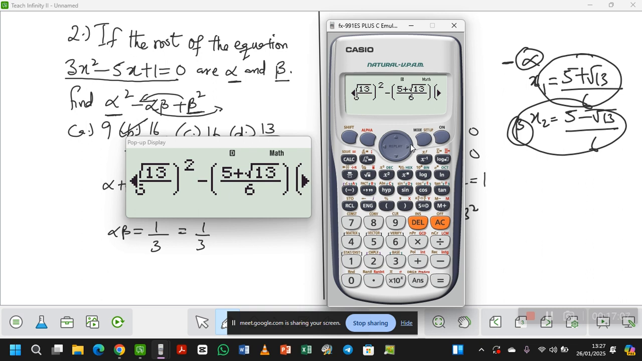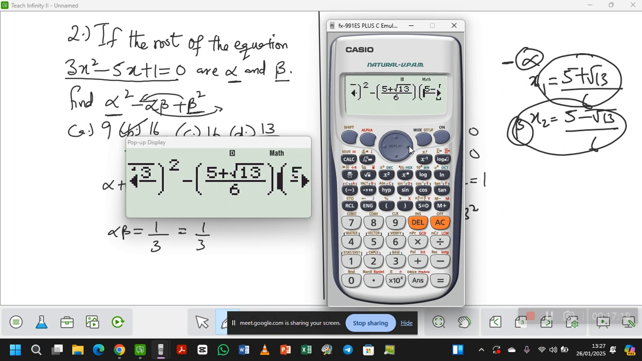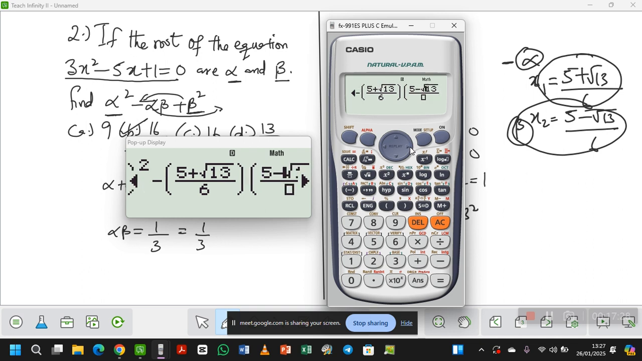Like the second one, we've done the alpha squared, right? Yes. Minus alpha beta. For that alpha beta, is there no multiplication sign? No, because bracket and bracket represent multiplication. I hope you know that. Yes, multiplication. Even if you don't write it, it's multiplication.